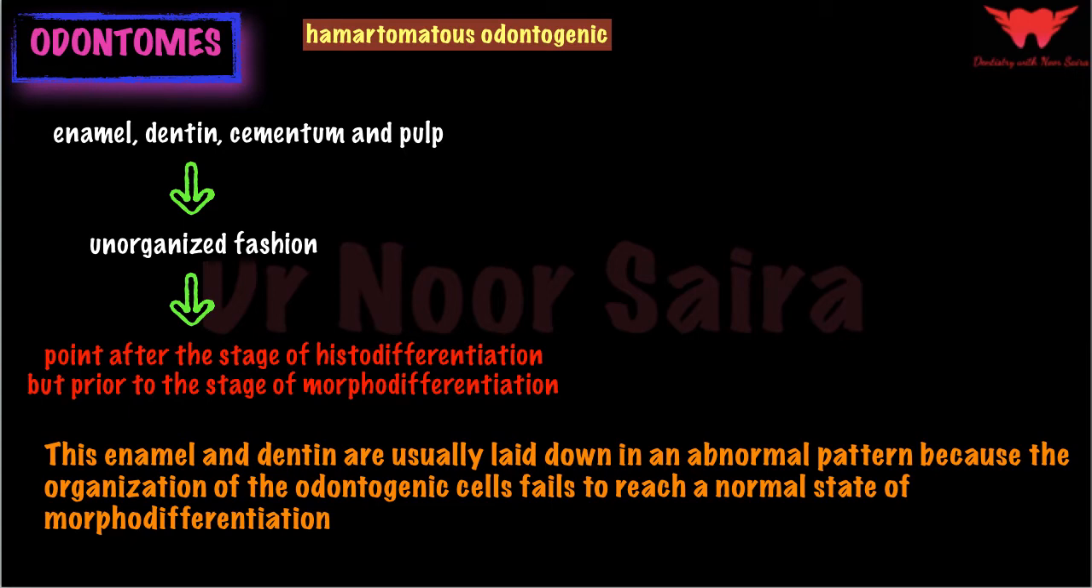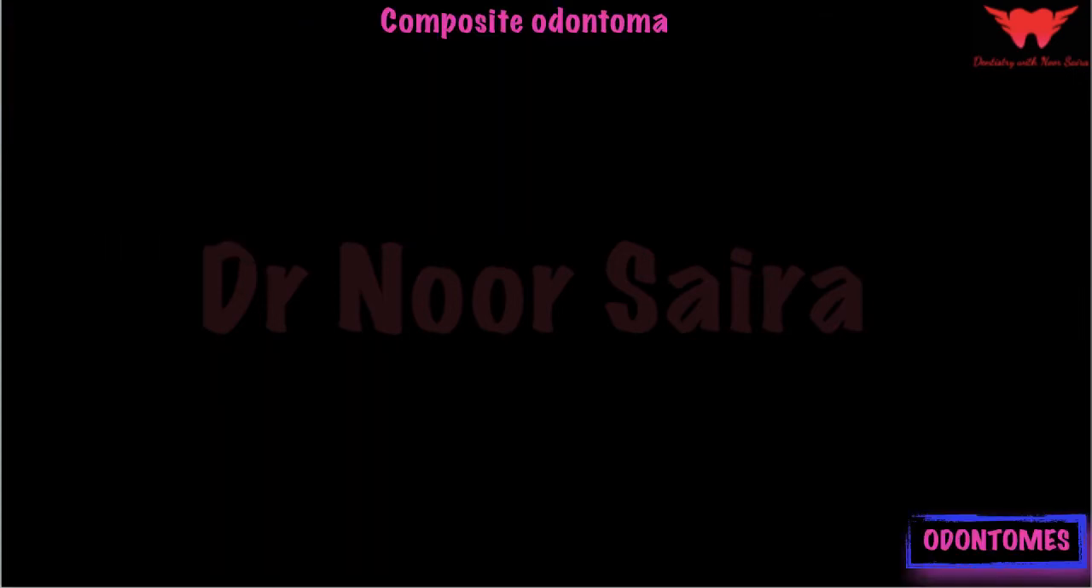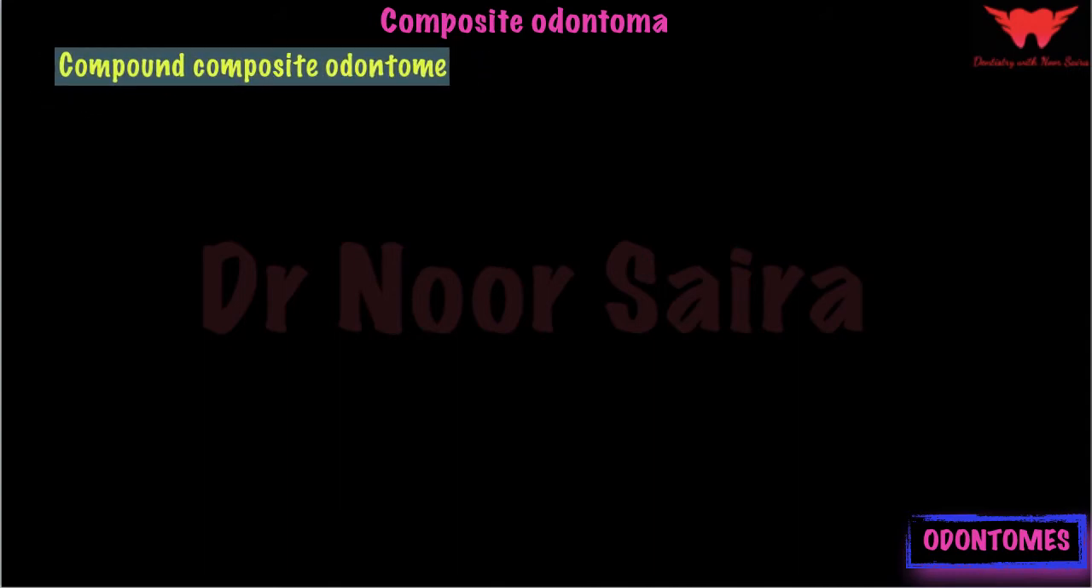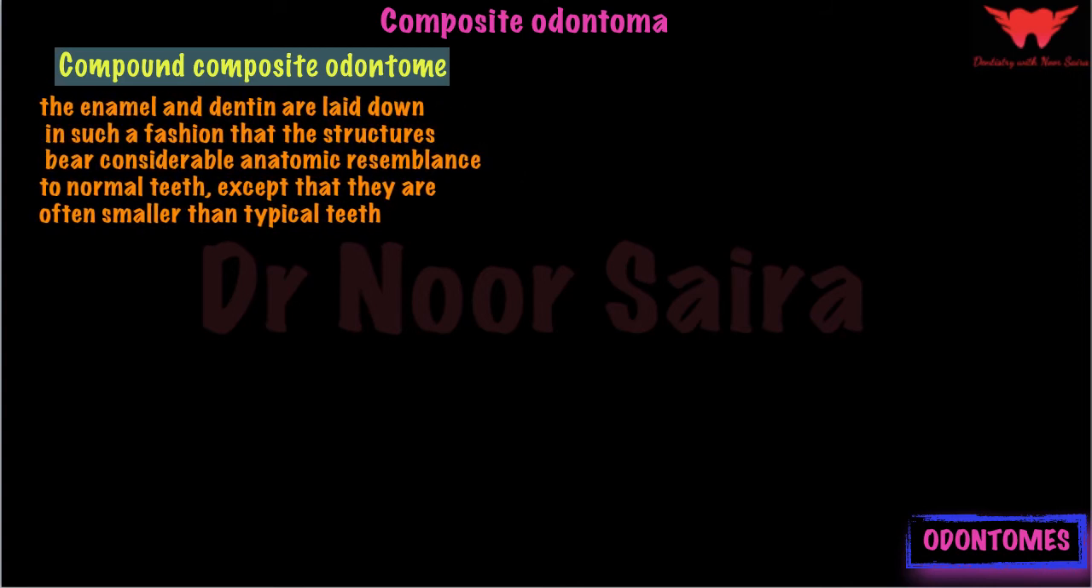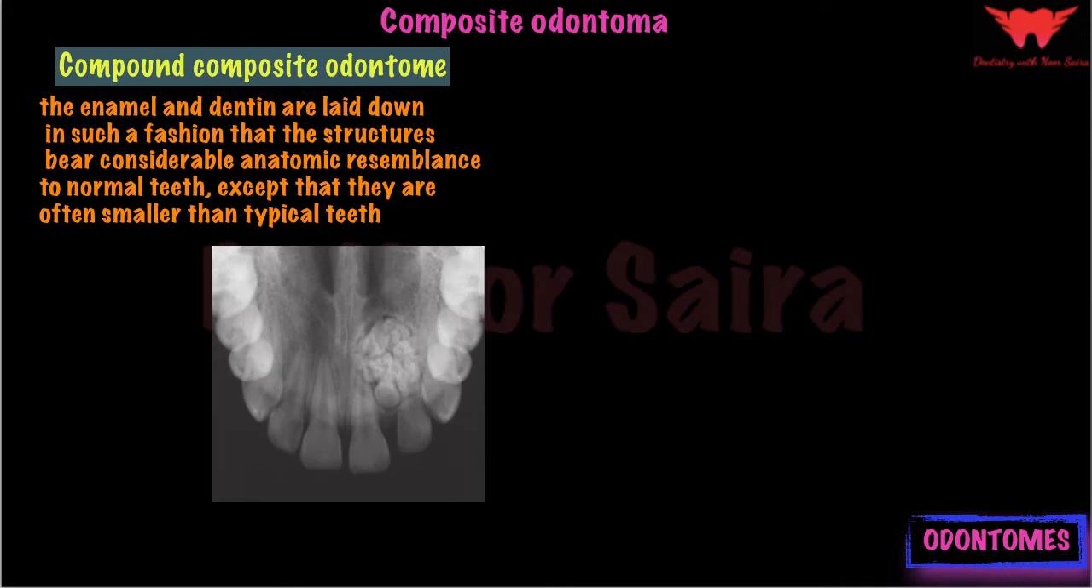This lesion is also called the composite odontoma, as it is composed of more than one type of tissue. So, the composite odontoma can be of two types. The first one is the compound composite odontome. In this, the enamel and dentine are laid down in such a fashion that the structures bear a considerable amount of resemblance to normal teeth, except that they are often smaller than the typical teeth.